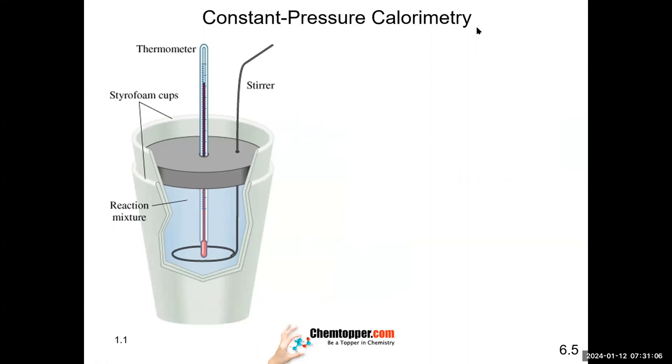So I already explained you this complete working of this cup calorimeter. But during the experiment, this lid is flexible. It can go up and down. This lid is not fixed. If there is more pressure inside, the lid will go up to maintain that pressure. If there is less pressure inside, the lid will go down. So this experiment is done at constant pressure.